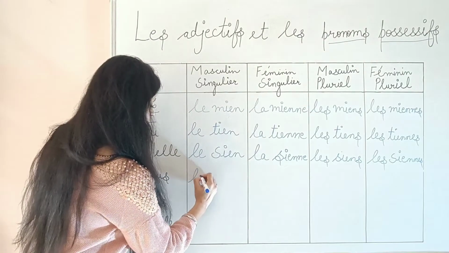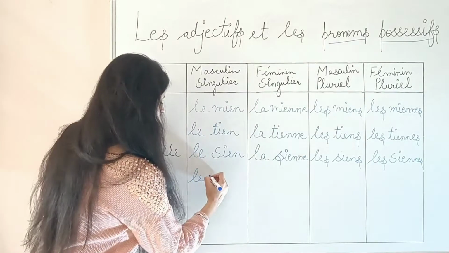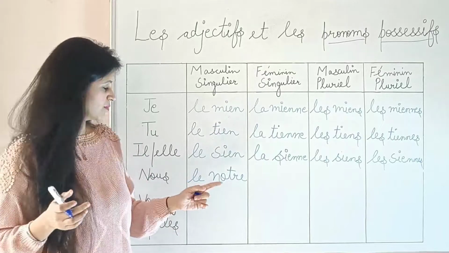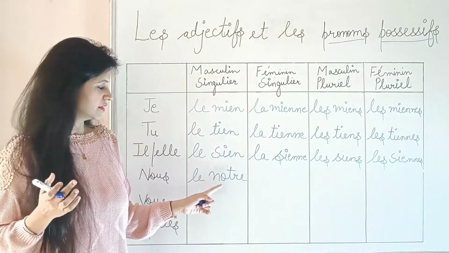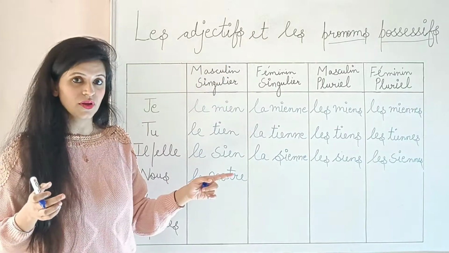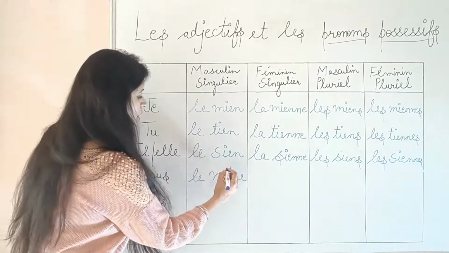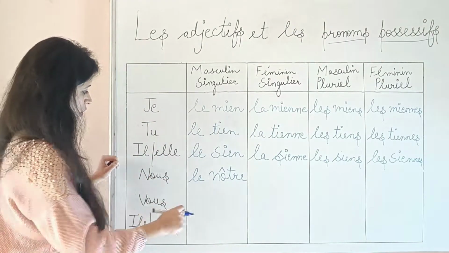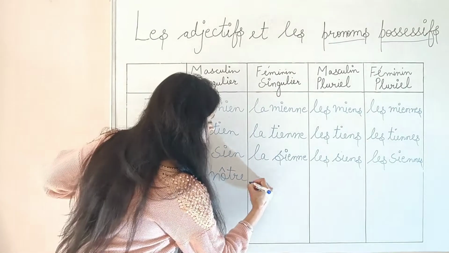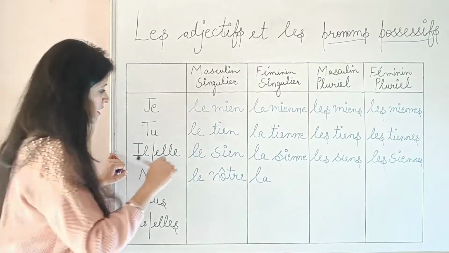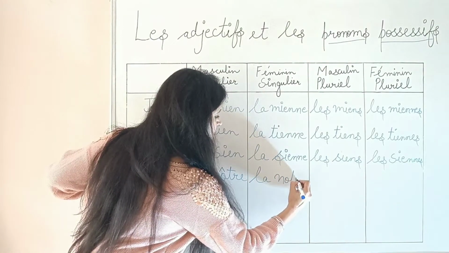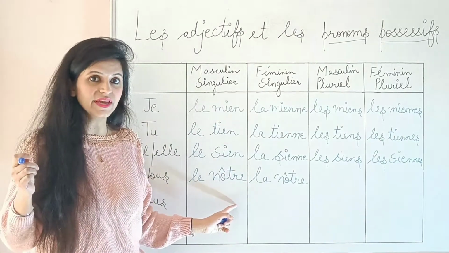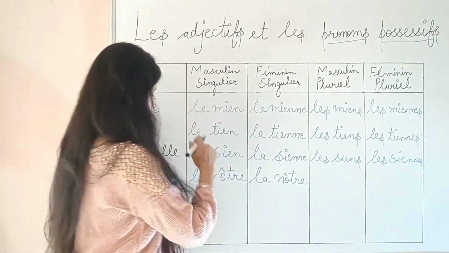How are we going to continue? Le. And then the next one is nôtre. Mais quelle est la différence? Do you remember this nôtre? What is the difference? This nôtre was same in adjective possessive also. But what was the difference? Here we have to write this nôtre with an accent. Okay, so le nôtre. When we make féminin, article la, and nôtre will remain same. Only the article needs to be changed. Nôtre will remain same.